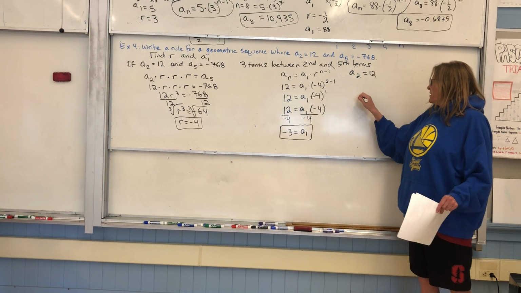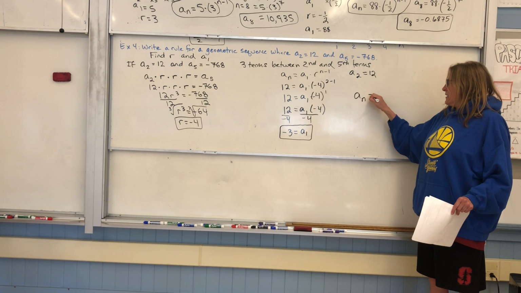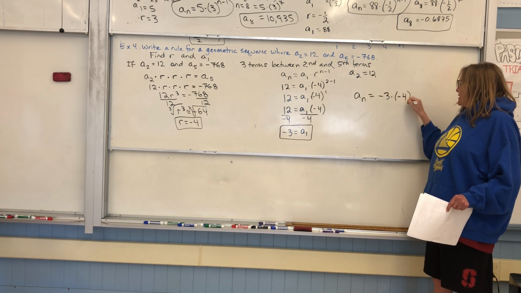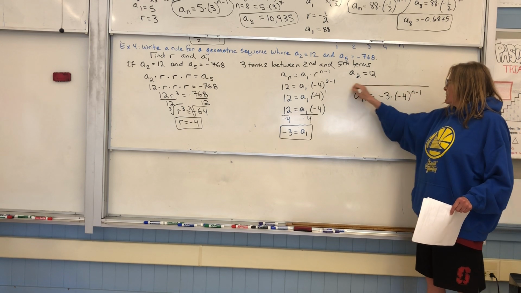So we've got our 2 pieces, so now we can say A sub n equals negative 3 times negative 4 to the n minus 1.